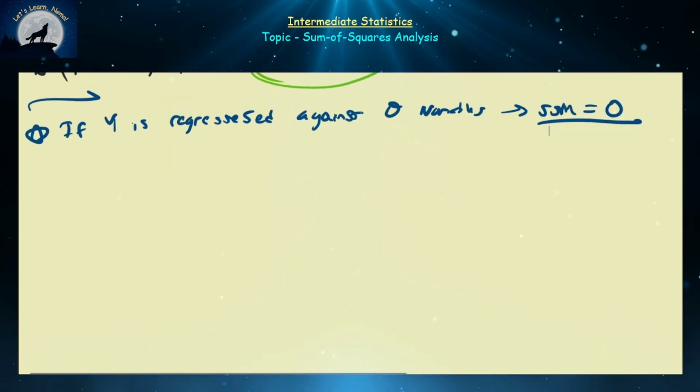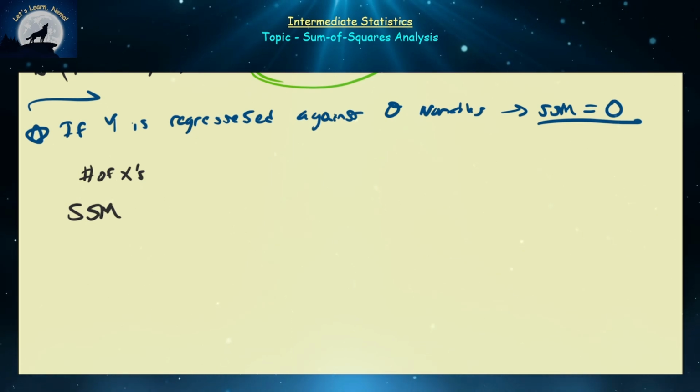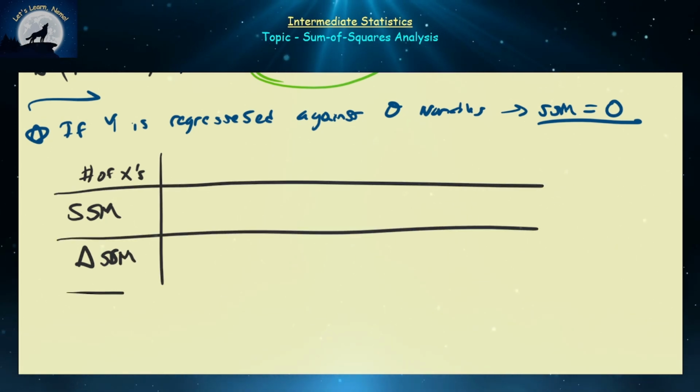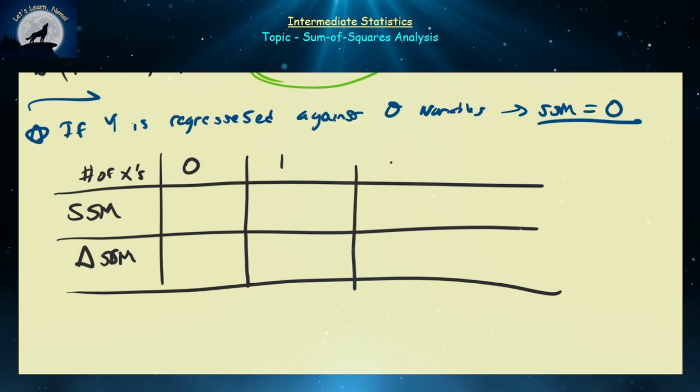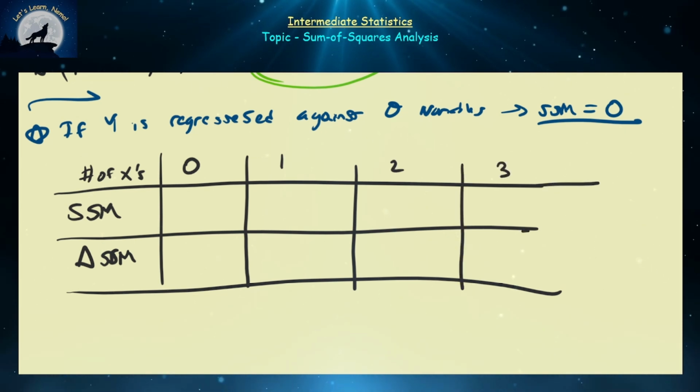All right, so let's look at our table so we can organize all our results. We have our SSM which we're modeling, then the number of x's in our particular model, and then we're going to look at the change in the SSM over our addition of these variables. We're going to start off with 0 variables, then 1 variable, then 2 variables, and then our final 3 variable value. For the number of x's, obviously since we have none, our SSM will be equal to 0, and there's no delta to calculate since there's nothing before 0.